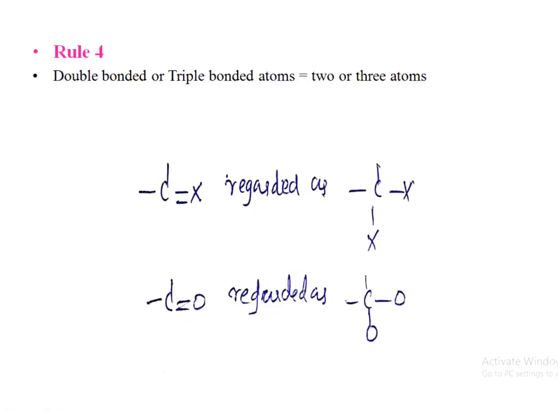Next, rule 4. Double-bonded or triple-bonded atoms are equivalent to 2 or 3 atoms. Here these are examples. See, this is C double bond X, so it is regarded as C with X X. That is, these are the 2 atoms. Likewise, this one also, these are the 2 atoms.